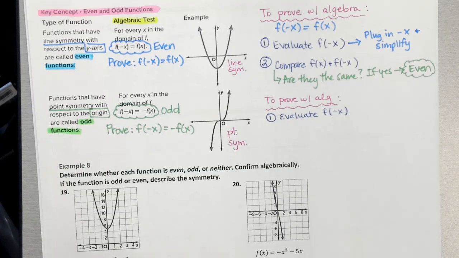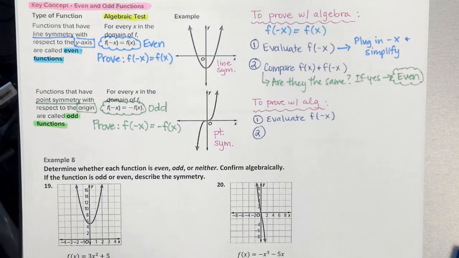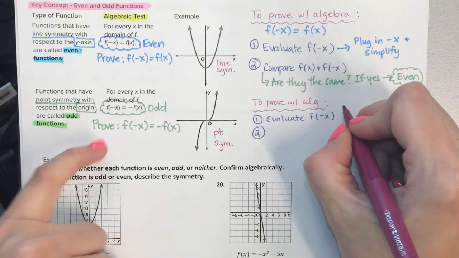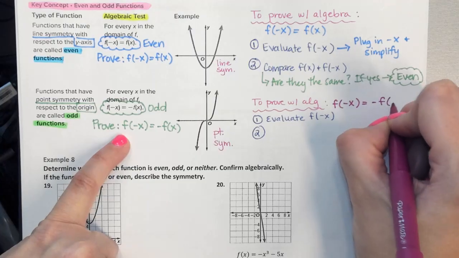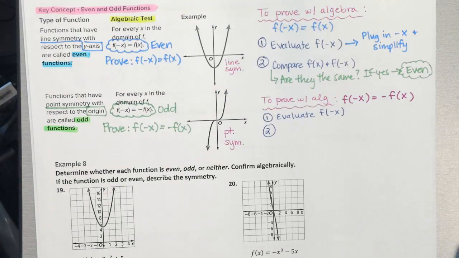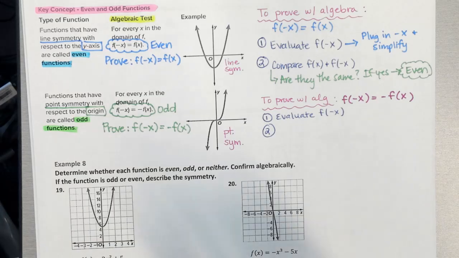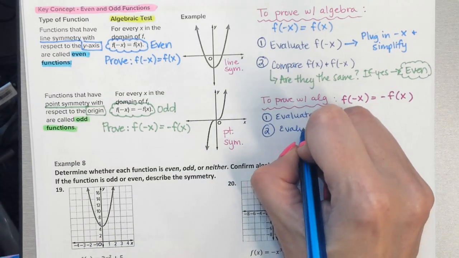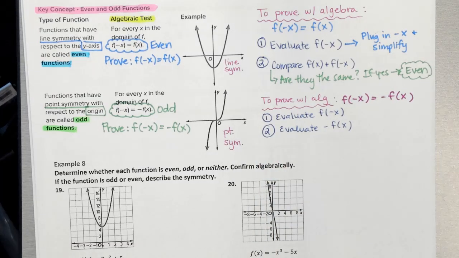Now this one has 3 steps because our second step, when you are proving this with algebra, you are trying to prove, let's look here, you are trying to prove that f of negative x is equal to negative f of x. So you're evaluating f of negative x. Now you have to find negative f of x. So you also have to evaluate that value. Okay, so you have to evaluate negative f of x.